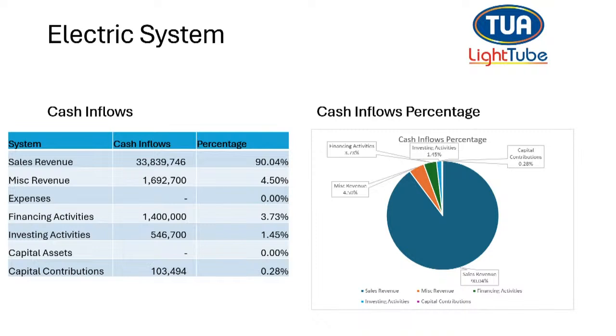So for the sales revenue, about 90% of our cash inflows are coming from our sales, our business operations. About 4.5% are coming from miscellaneous revenues. There's no expenses in the cash inflows. Financing activities, that $1.4 million, that'll be the loan to help fund our AMI conversion. And then capital asset or investing activities, that's funds that we are putting back into our cash reserves and actually pulling out of cash reserves. And then capital contributions are funds that we expect to receive for developments.